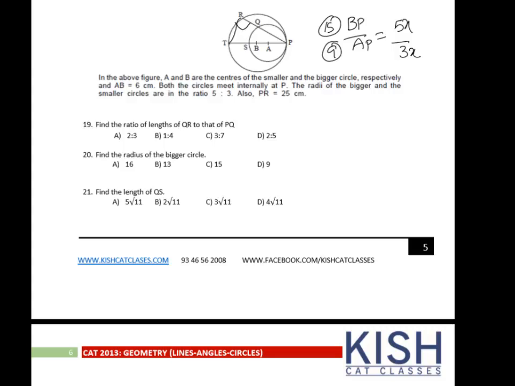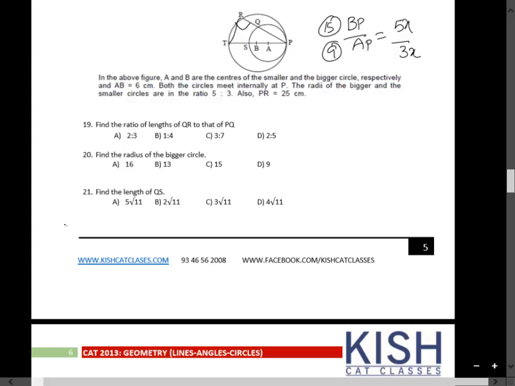Focus on it actually. So you can join SQ also. So what is SQ? Again, SQP is a right angle triangle. TRP is a right angle triangle. Once you know this one, you can find this one. So how much is TR? That is, what is the length of PR? So that is 25. What is the length of TP? 30. 30 square minus 25 square. So you can find TR actually.